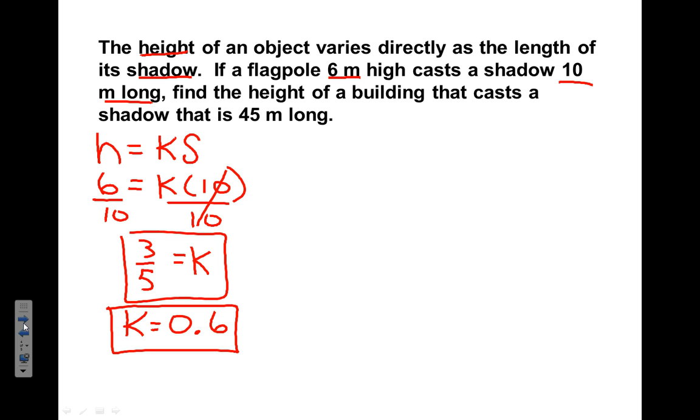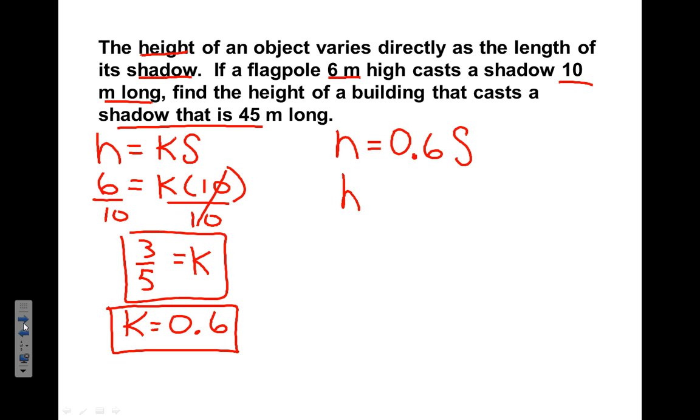So I'm actually just going to use the decimal of it. So h is equal to 0.6 s. That's your actual equation. Now it says find the height of the building if the shadow is 45 long.